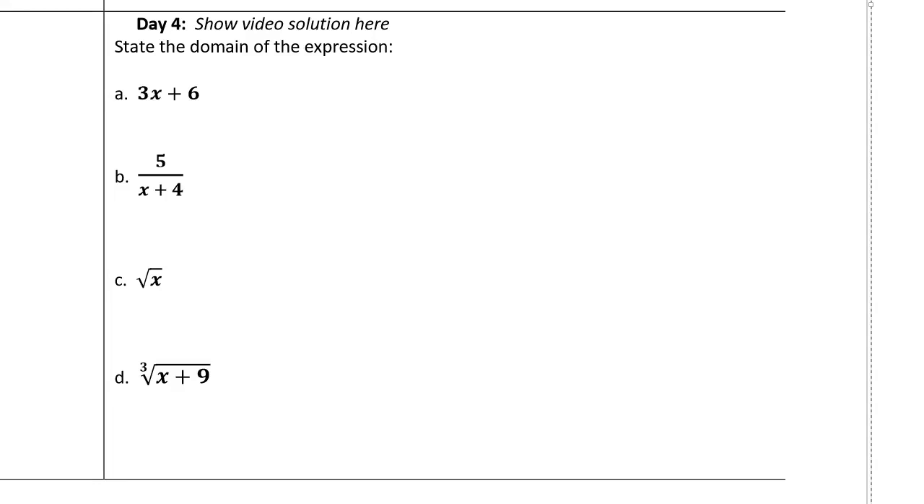Here's the solution for day 4. State the domain of the expression. The domain of an expression is a list of all numbers that could be used for the variable so that the rule given to you is defined.